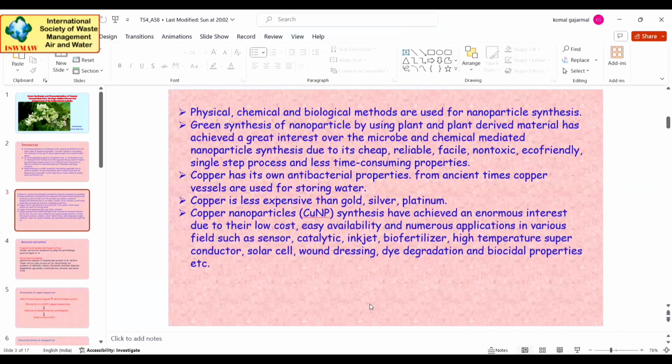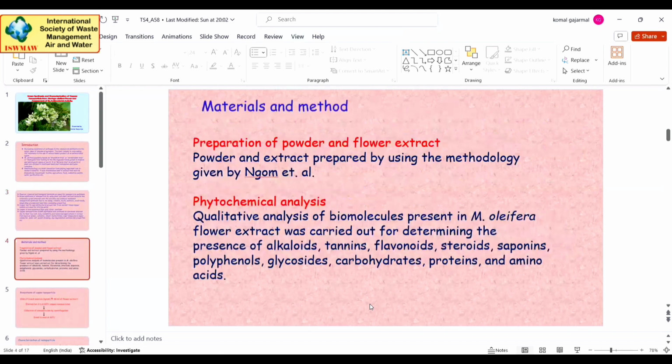Materials and methods. Preparation of powder and flower extract. For the preparation of powder and flower extract, we use the methodology given by the scientist Nigo. In this, Moringa oleifera flowers were collected, thoroughly washed with deionized water, and then dried in the oven at 50 degrees Celsius for 2 to 3 days. Then the powder is prepared using a mortar and pestle, and that powder is again utilized for the preparation of extract. Extract is prepared in deionized water, and from that extract, we proceed to the phytochemical analysis.